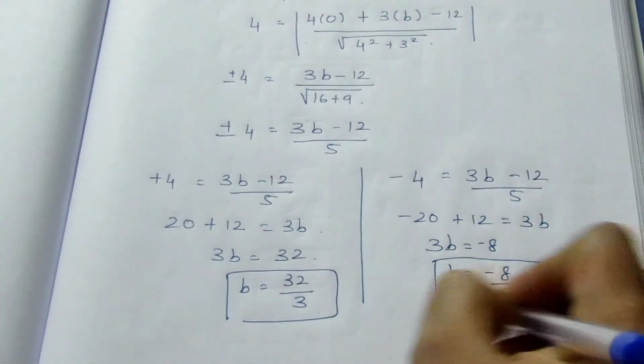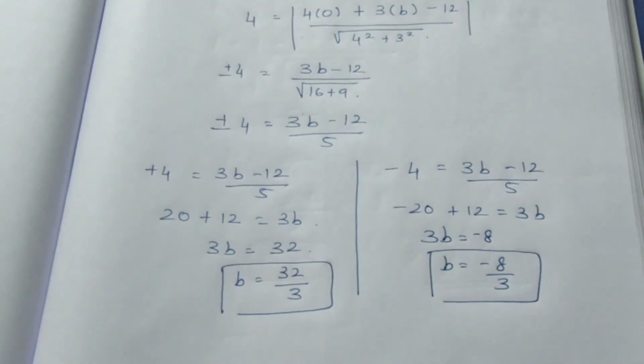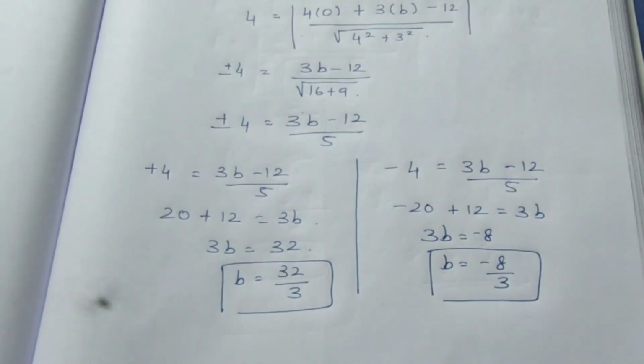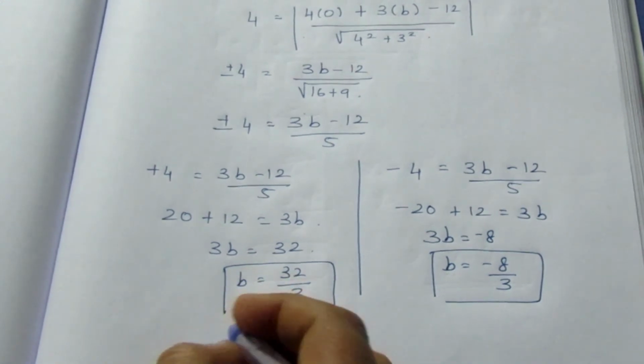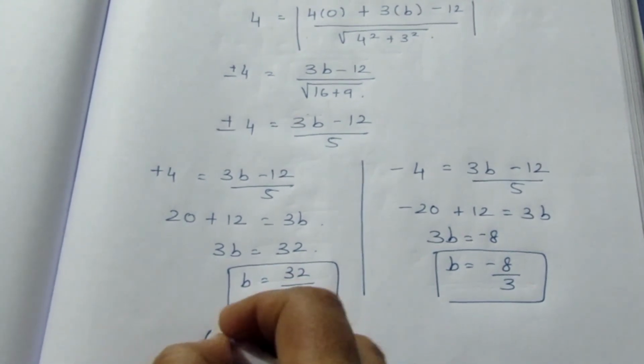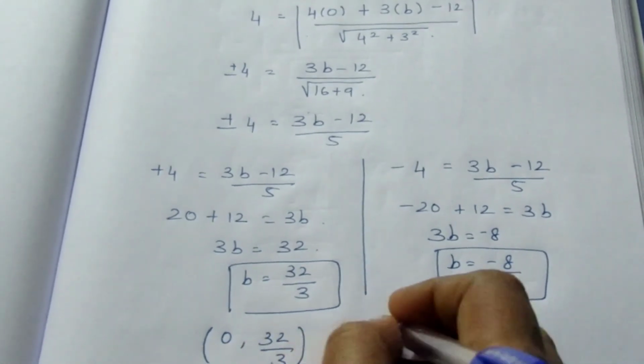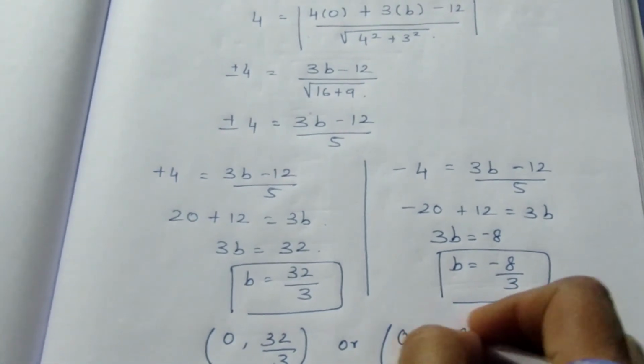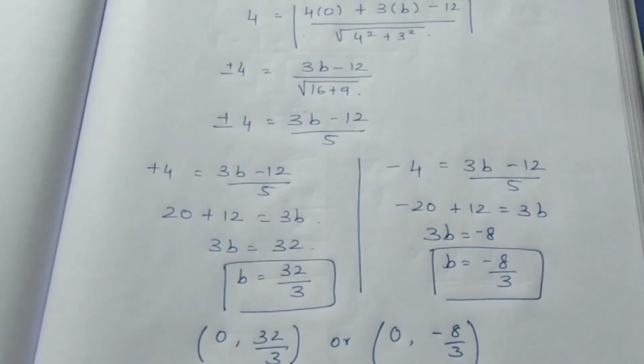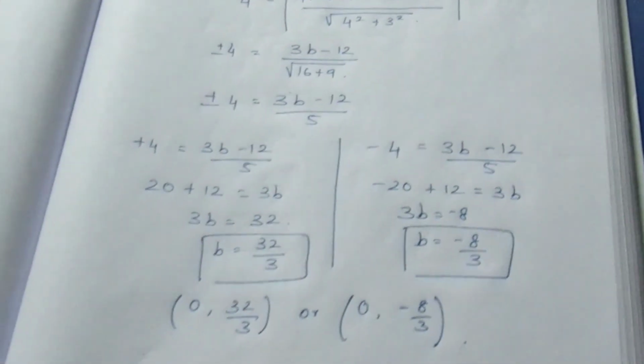They have asked us to find the point on the y-axis, so it is 0 comma b. So 0 comma b is 0 comma 32 by 3 or 0 comma minus 8 by 3. Both values are possible, so I have written both the values.